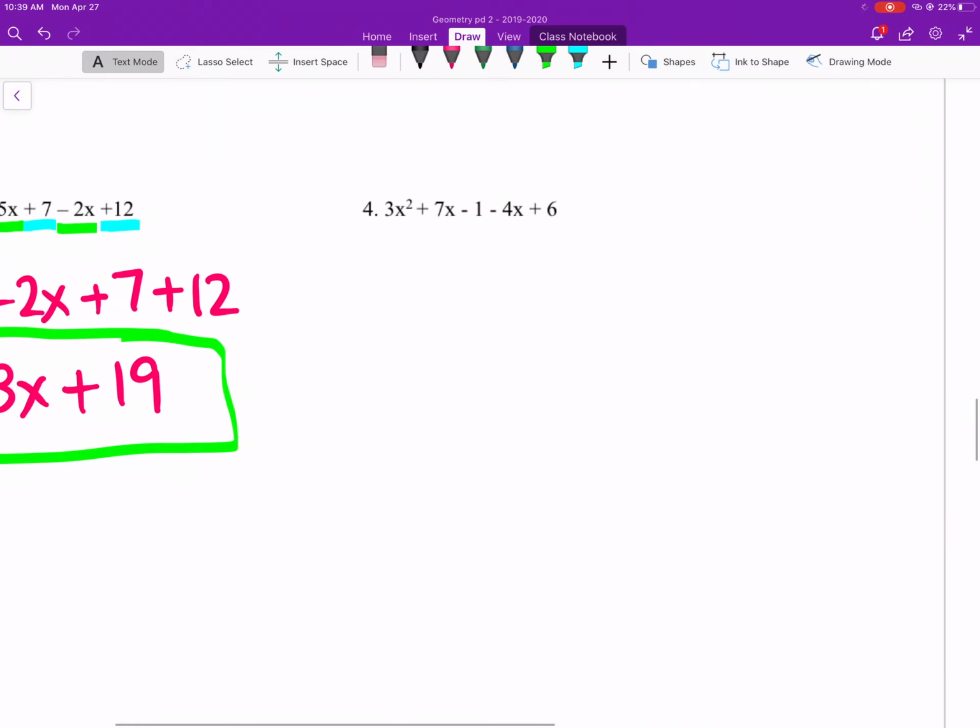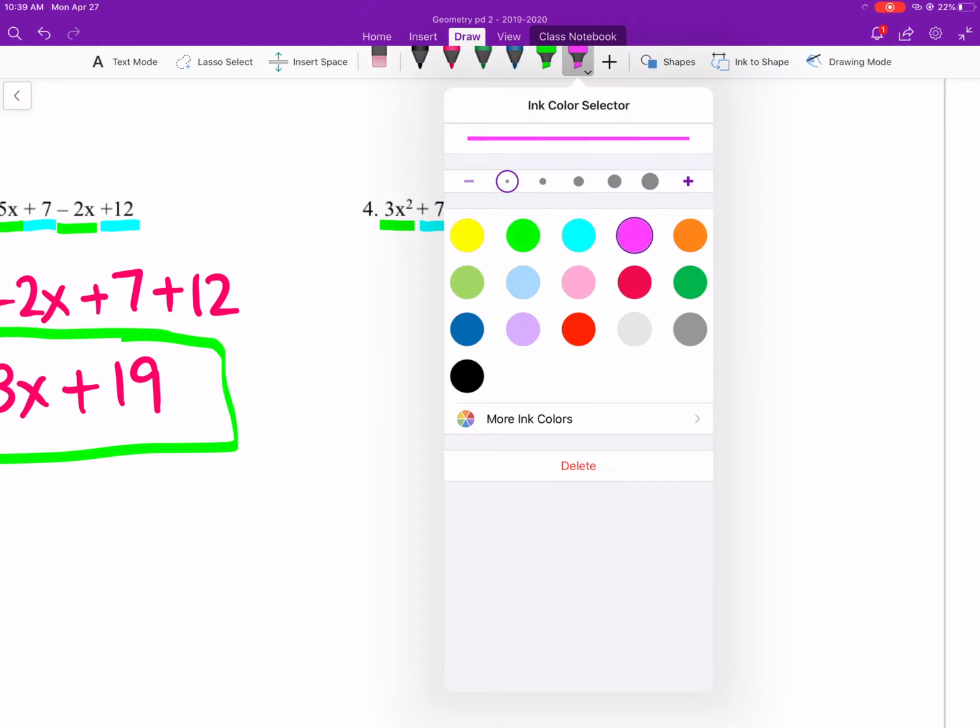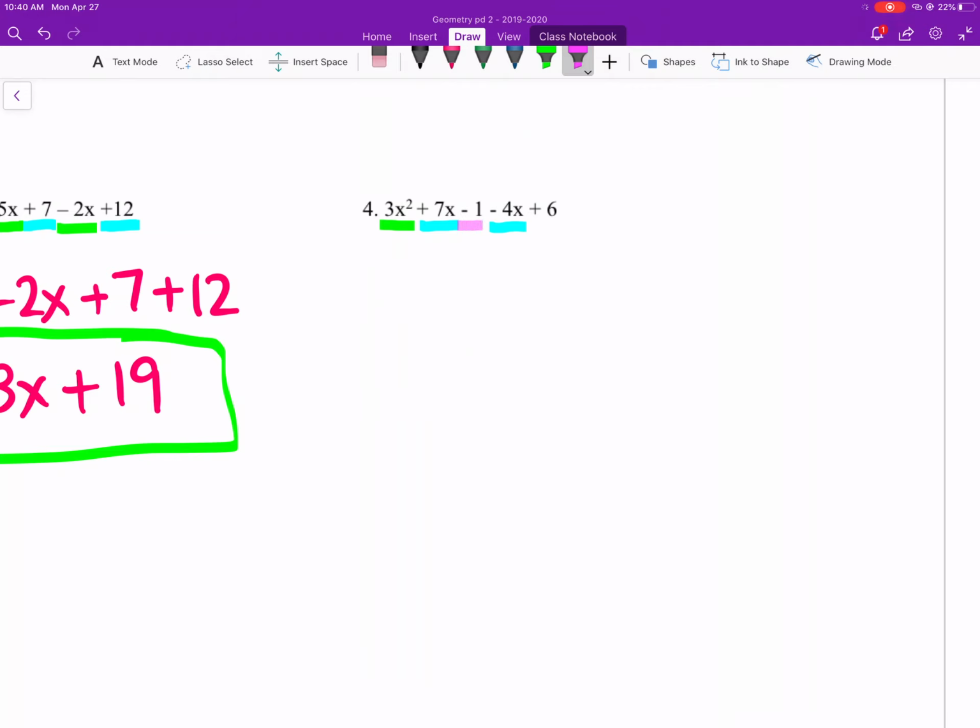All right, number 4 here. So 3x squared. Do you see any like terms with 3x squared? Do any of the terms here have an x squared? The answer is no. So 3x squared does not have any like terms. Now, I'm going to change colors. 7x, does that have any like terms? Hopefully you're thinking minus 4x, not 4x, minus 4x. And then we also have constants, -1 and 6.